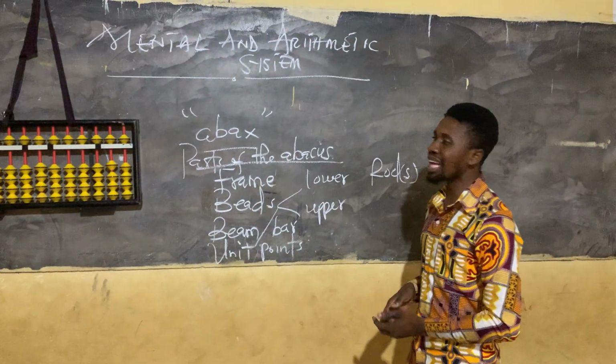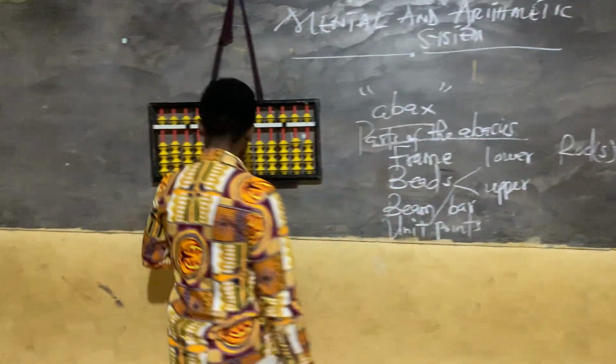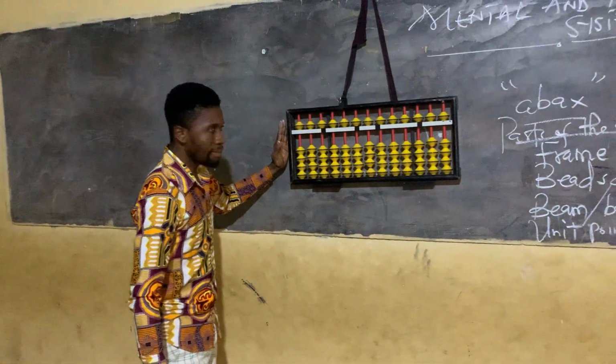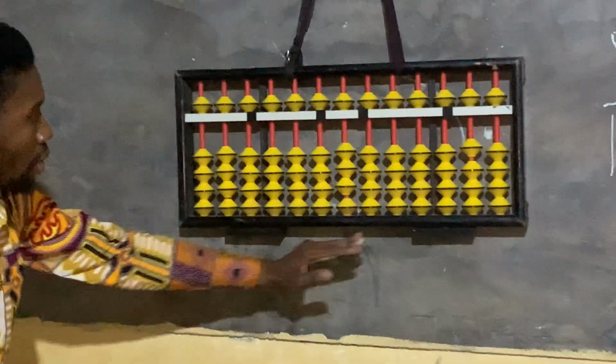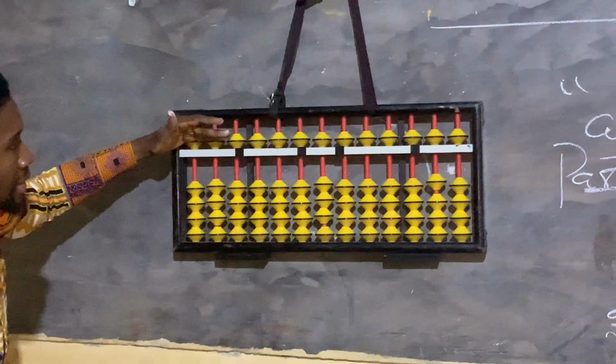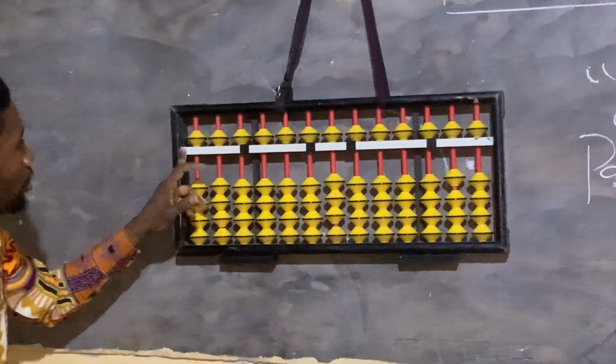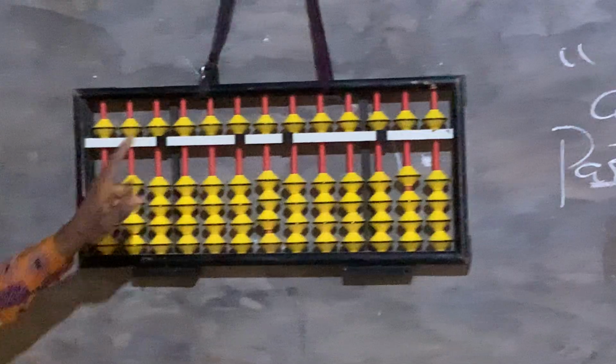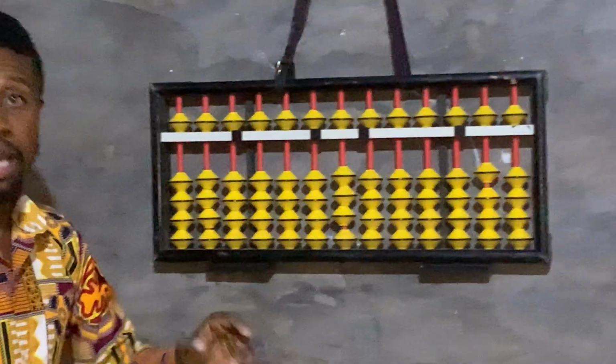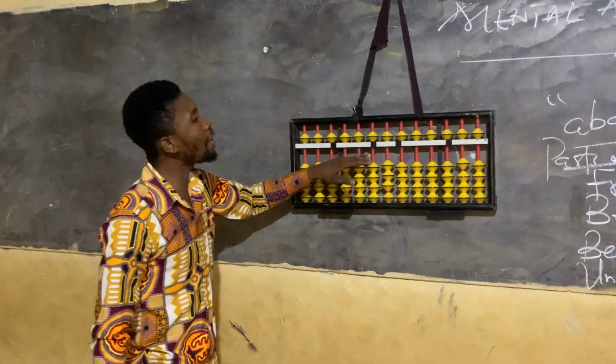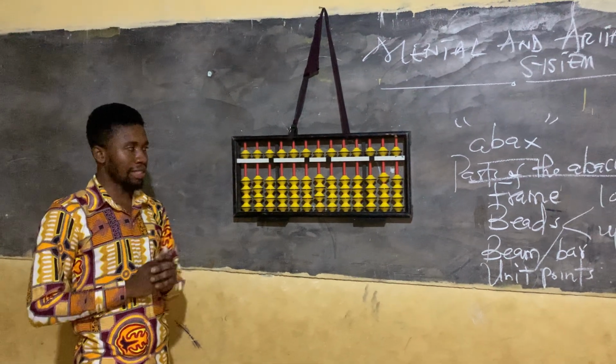So these are parts of the abacus. Now we have the frame, that's the outermost part of the abacus. We have the upper beads, we have the lower beads, we have the beam or the bar, we have the unit points, of which there should be 5, and we have the rods.